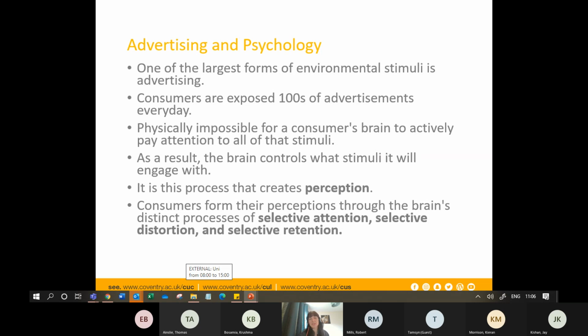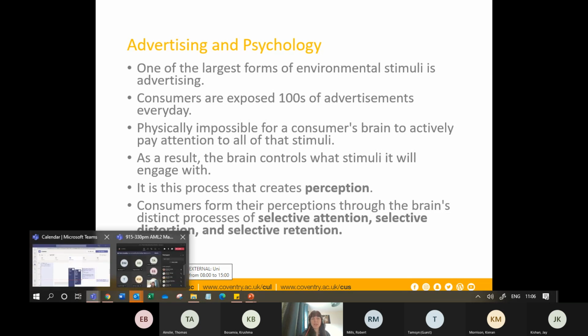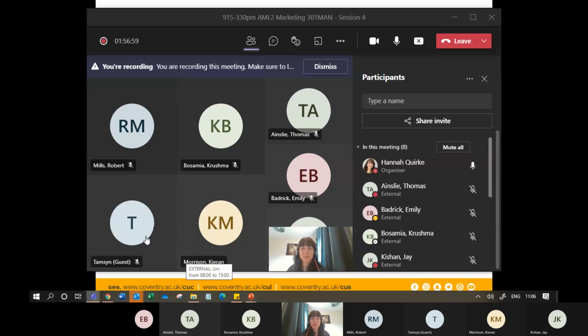Can any of you think of any examples where you can recall? We had the one example, didn't we? Was it a Volkswagen advert in the cinema that you remembered? Was that Tamsin? Did you mention that, Tamsin? Or can anyone think of an advert that's actually stood out to them? If we try and understand why.